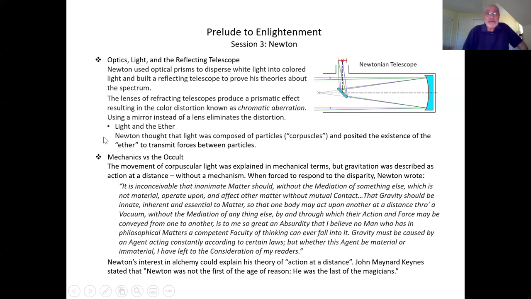His theory of light, which was that it was composed of corpuscles. And later on, there'll be two theories, a corpuscular packet theory of light and wave theories of light. But it's not until the 19th century that people begin to wrap their heads around this. At this point in time, if they are corpuscles, he needs something to be able to transmit forces between the particles. And so he postulates an ether.